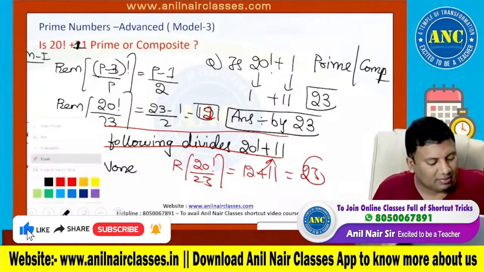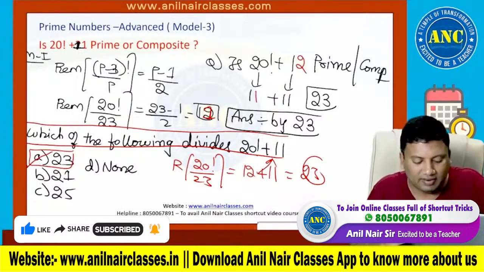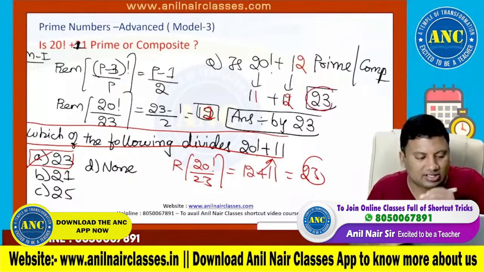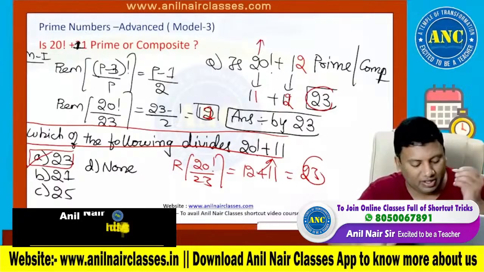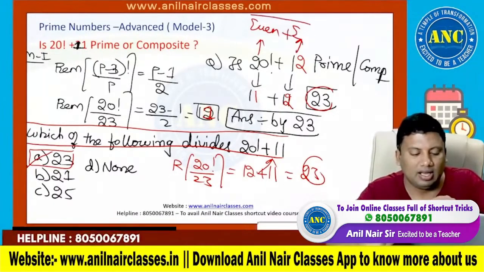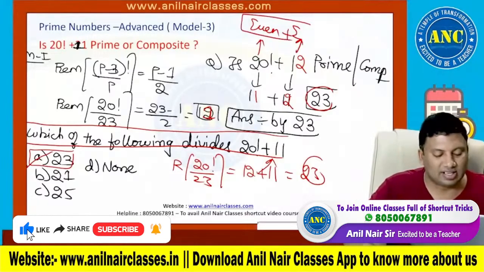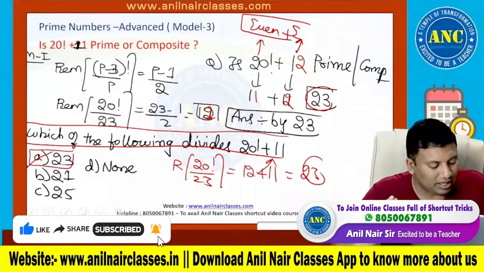I hope you understood what is going on in my mind. These are 12, and these are nothing but 11. 11 plus 12, the answer is divisible. You don't need to do all this. 20 factorial is an even number. 12 is an even number. Even plus even is even. The answer will be divisible by even. Please make a note of it.